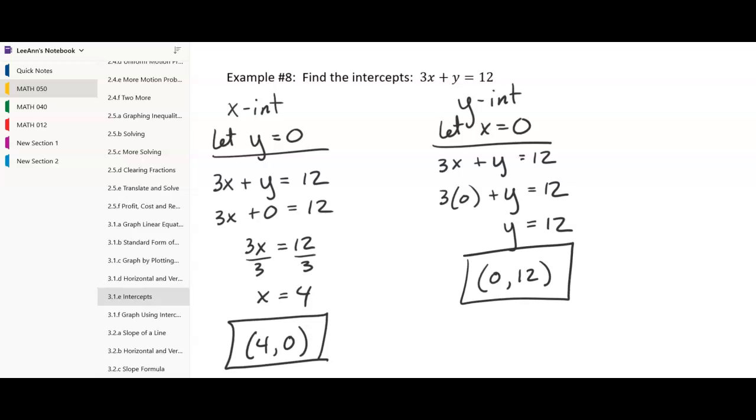And that's how you find the x and y intercepts if you're given an equation. And I think that's it.